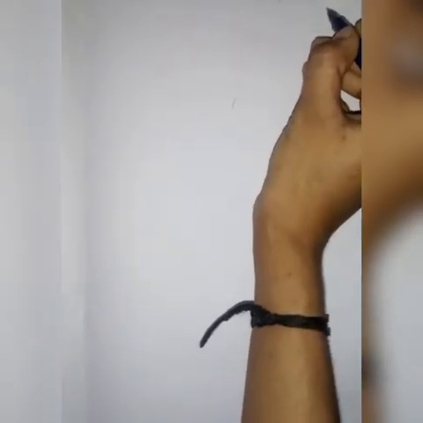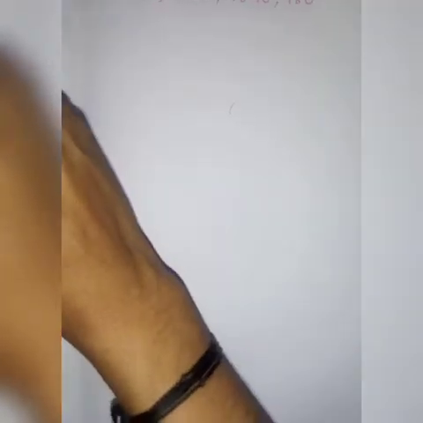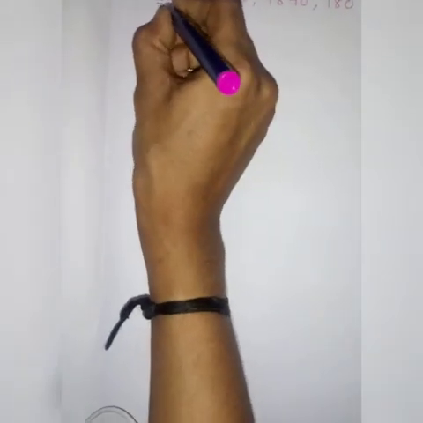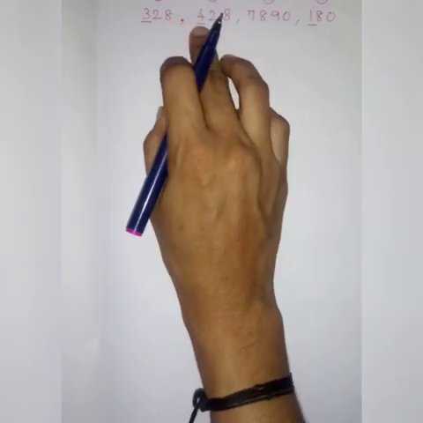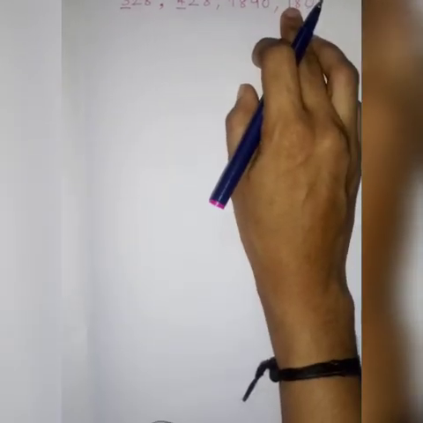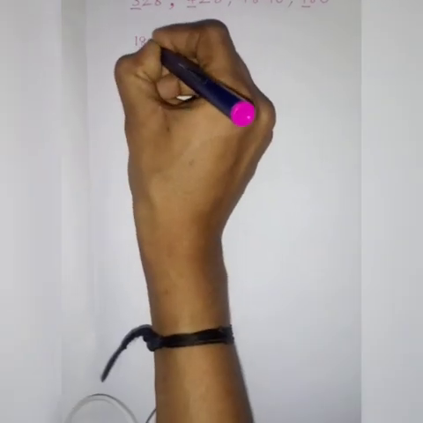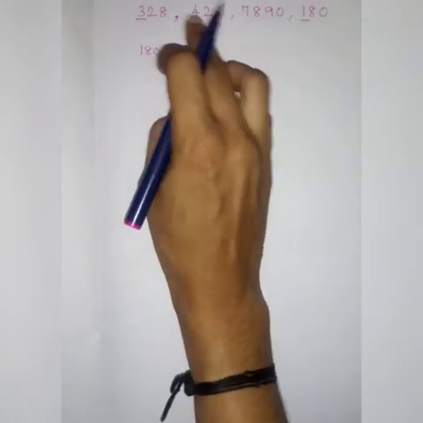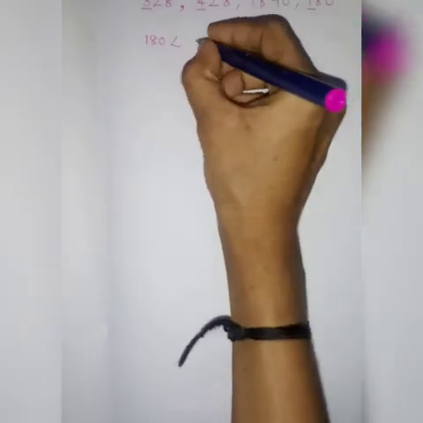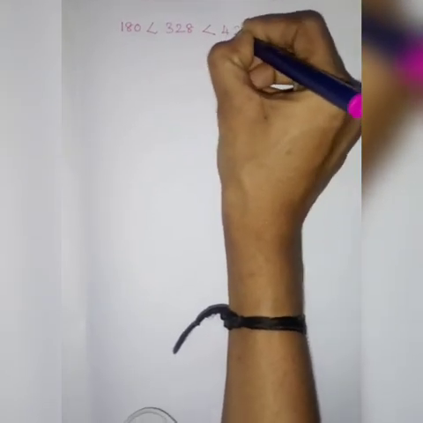If the numbers have the same number of digits, what will we do? We will compare from the left side. So on the left side, what is the first digit? Here 3, here 4, here 1. In this, which is smaller? 1. Obviously 180 is less. Then is 3 smaller or 4 smaller? 3. 328, which is less than 428.